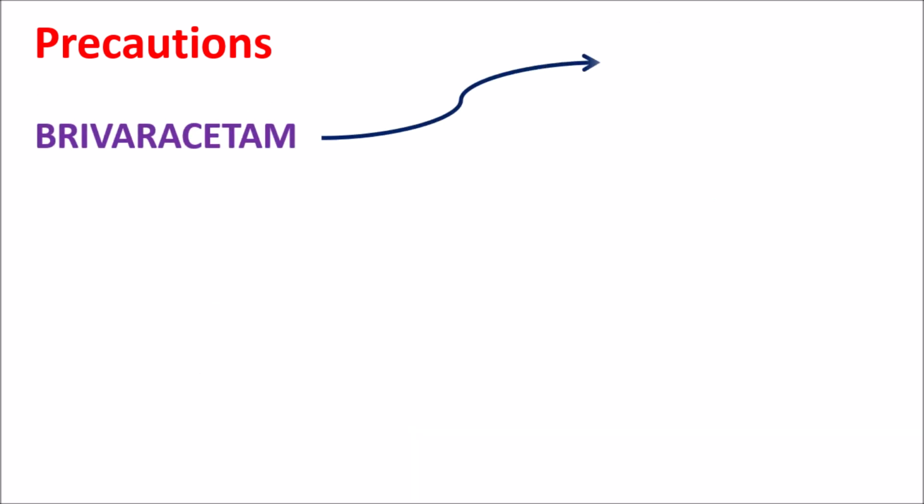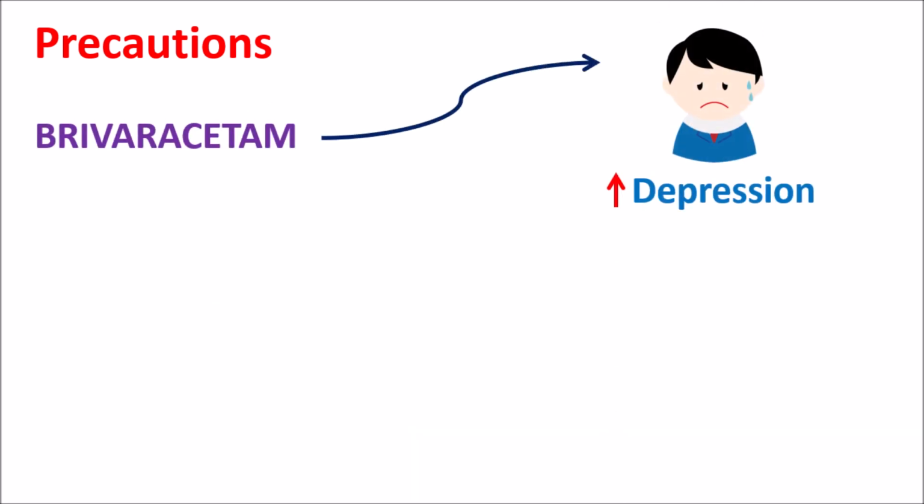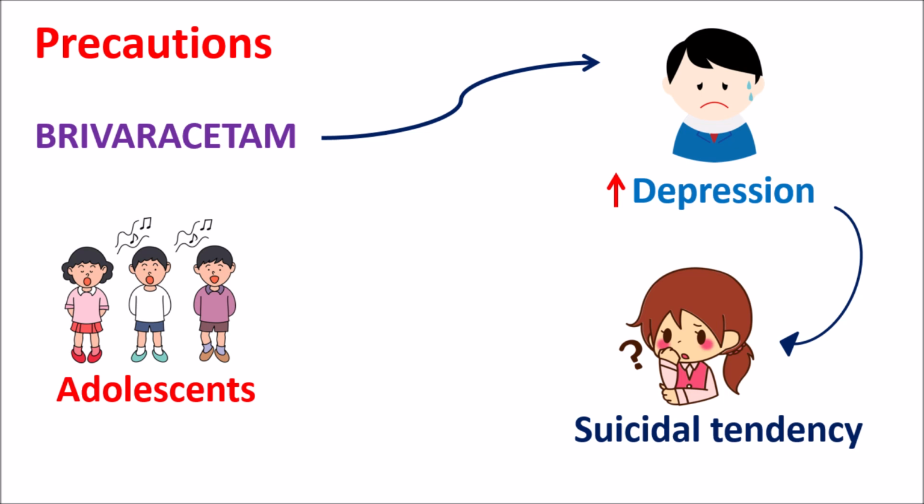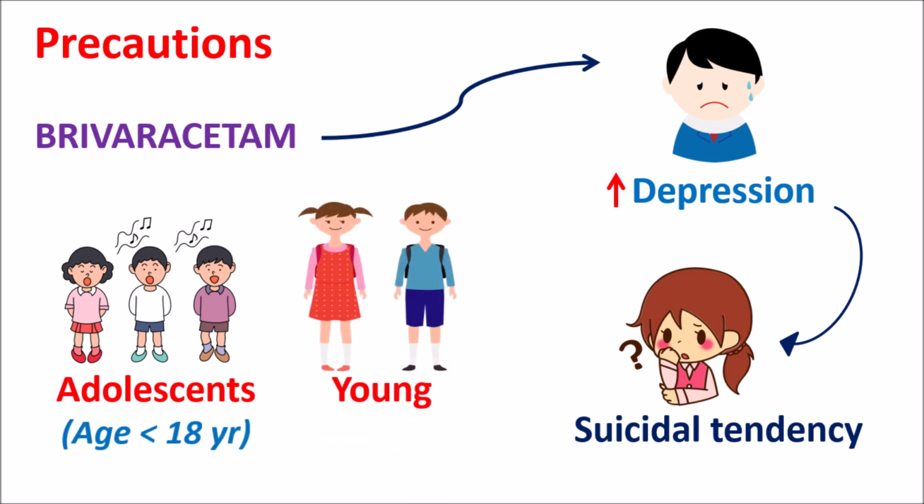Similarly, this drug can also increase the depressive symptoms in people, which may increase the suicidal tendency. That's why whenever this brivaracetam is given to adolescents with age less than 18 years and young patients with age 18 to 24 years, the suicidal tendency may be more pronounced. So in such people, brivaracetam should be carefully given. Now let us see the side effects of this drug.